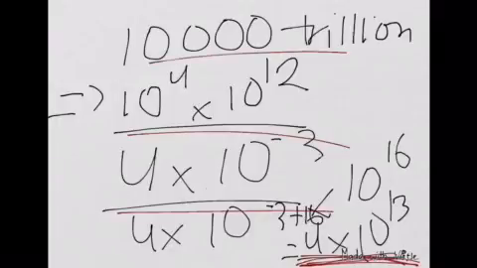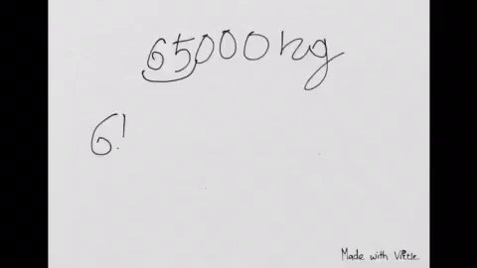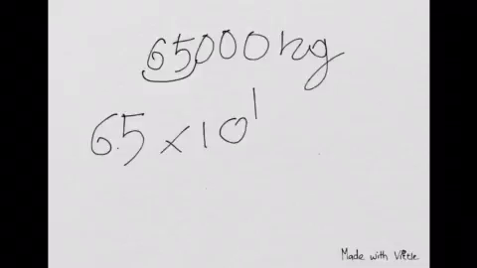Now, on to the human. How does the human work? Easy. We have to turn 65,000 grams into scientific notation. First, we take the 65, turn it into 6.5, and then multiply it by 10 to the power of 1. That will be for the human in kilograms.